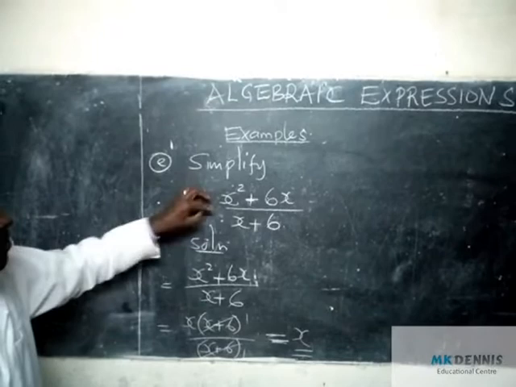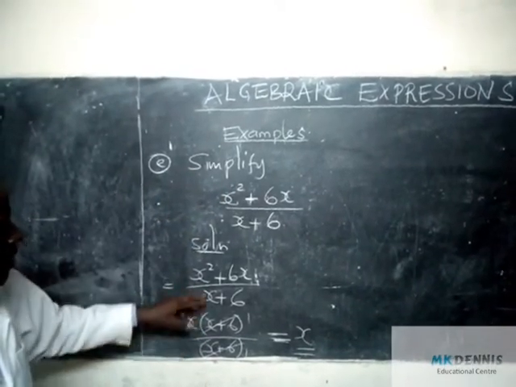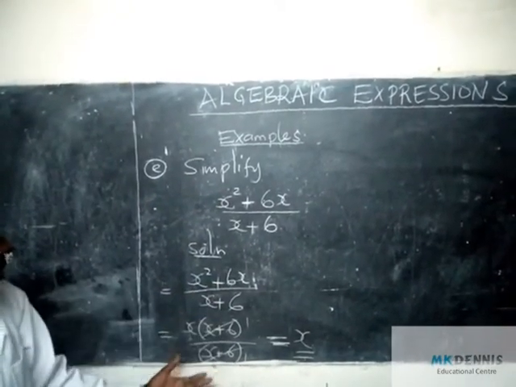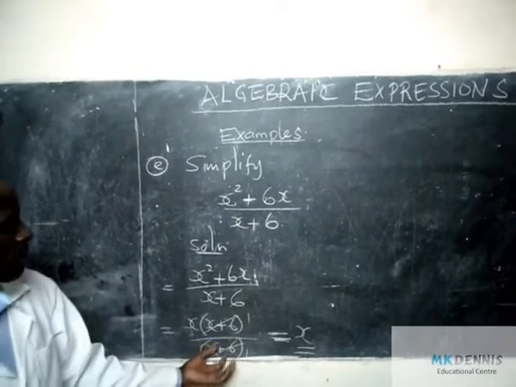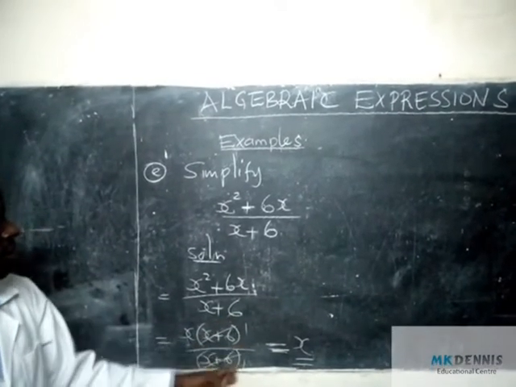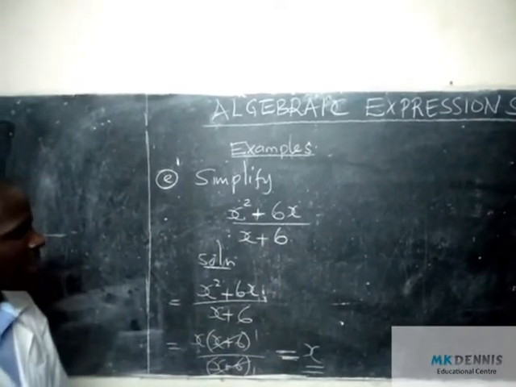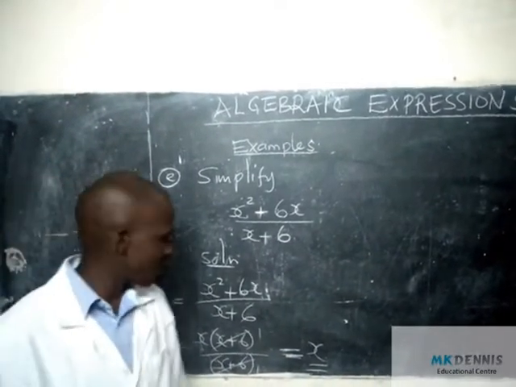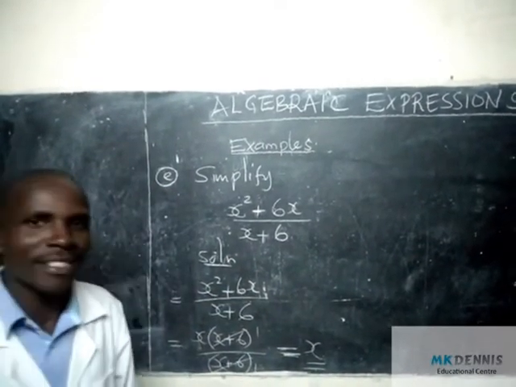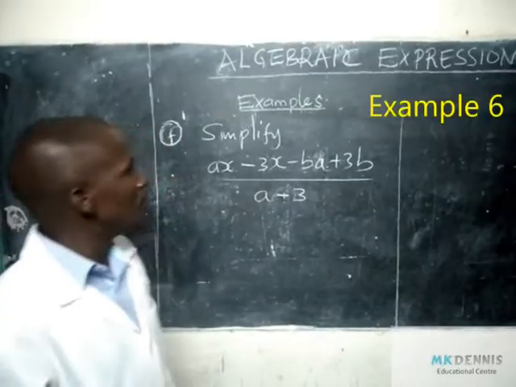So simplify it. Factorize x, and we shall get x plus 6 on the numerator, and then we have x plus 6 on the denominator. This one and this one do away, and we get our answer, which is x. That's how you work it out. Thank you.